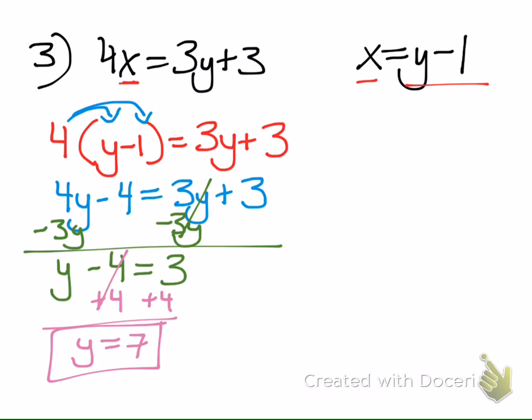Now that you know what y is equal to, it's very easy to solve for x. Take it and plug it in. X is equal to 7 minus 1, because I knew y was 7, so x is 6, and there's my solutions.